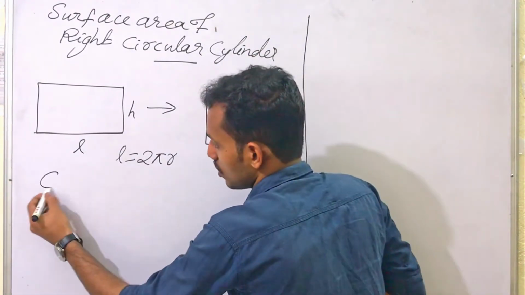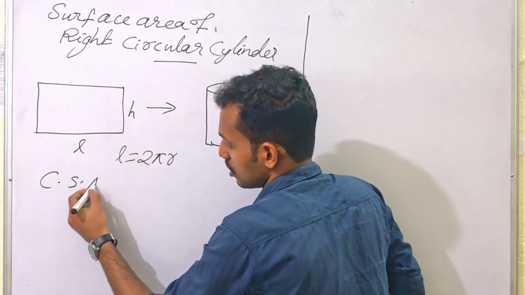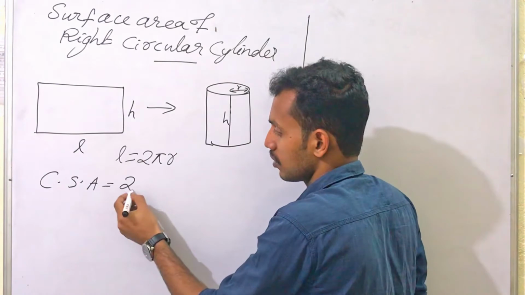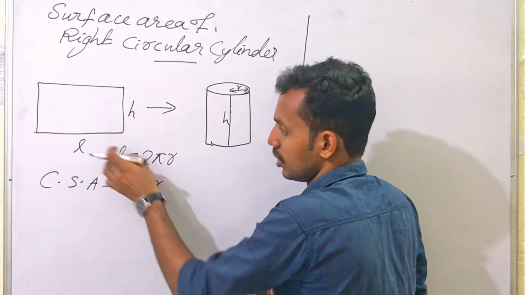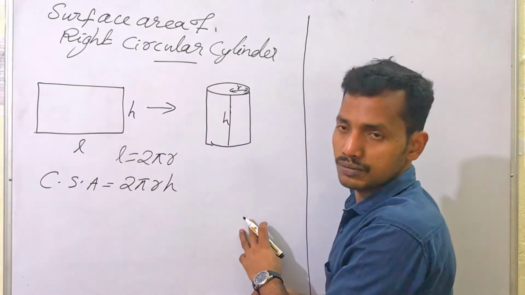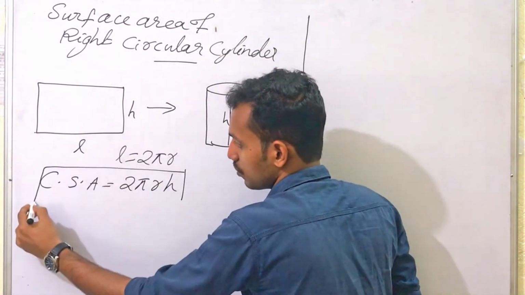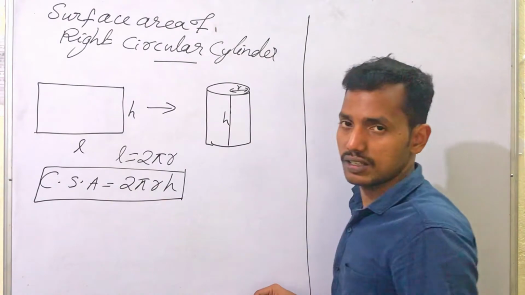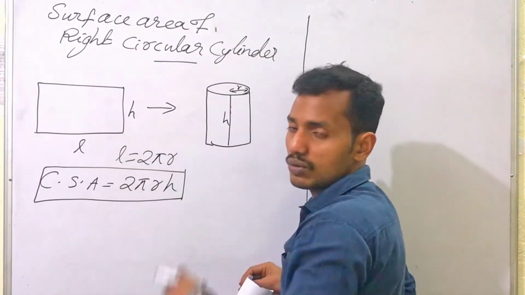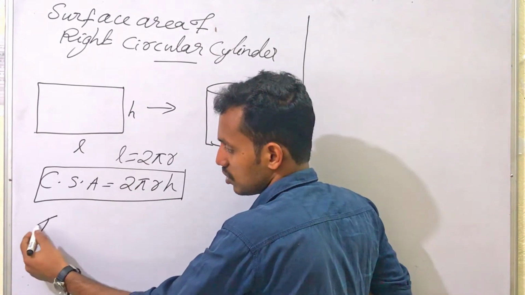So the curved surface area of the cylinder is equal to, what is L? L is equal to 2 pi r. 2 pi r into L into h, and what is h? H will be the same as h. So we get a formula to find the curved surface area of the cylinder. That is 2 pi r h. It's very important. Now what will be the total surface area of the cylinder?